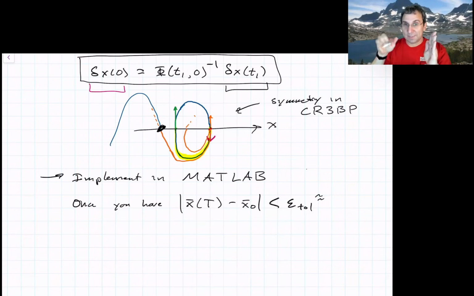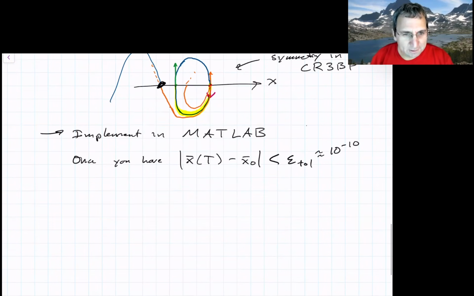For the non-dimensional restricted three-body problem, I typically take this to be, so we're looking at the norm of the entire phase space difference after we've gone through one period, I typically want this to be around 10 to the negative 10. It's just a rule of thumb. It doesn't mean it has to be that way, but this seems to work, or it looks nice and gives good results.